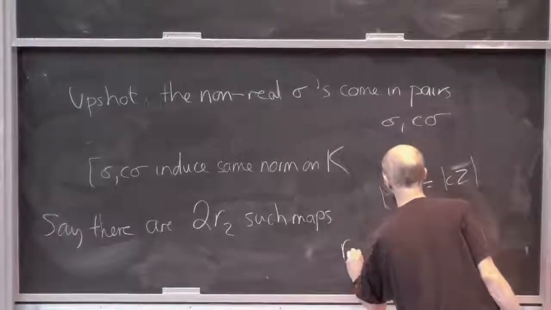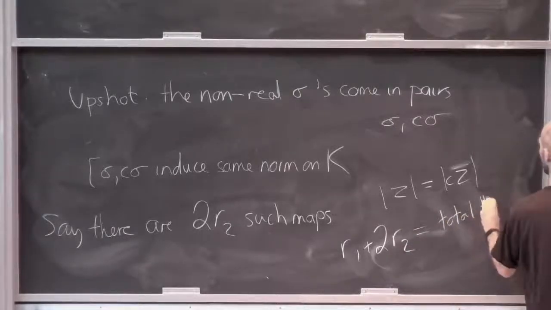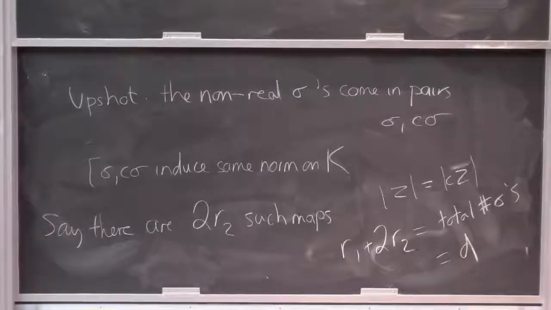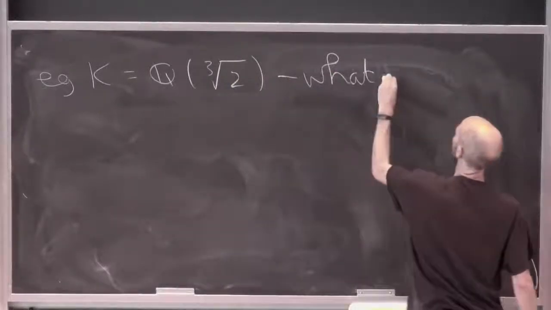Okay, so what we know is that R1 plus 2R2, that's the total number of sigmas, and so that's D. There. But that's the only relationship between R1 and R2. It's not like R1 is always zero or something. And if you want to see an example with R1 and R2, for example, K is Q adjoin the cube root of 2. What is R1 and R2?